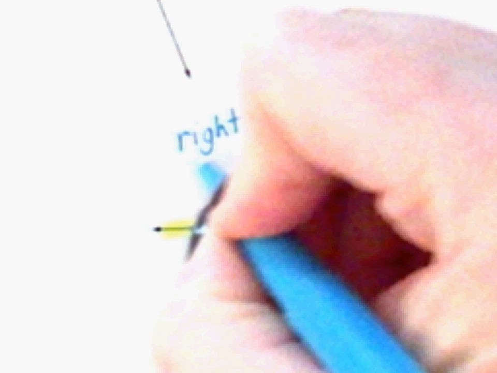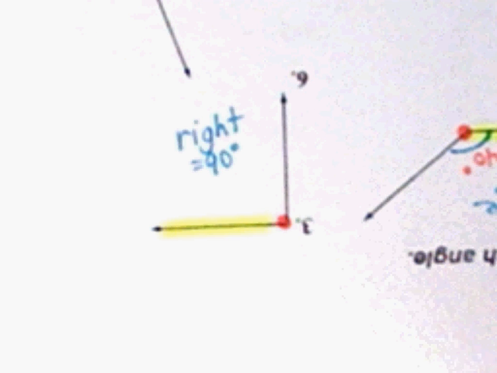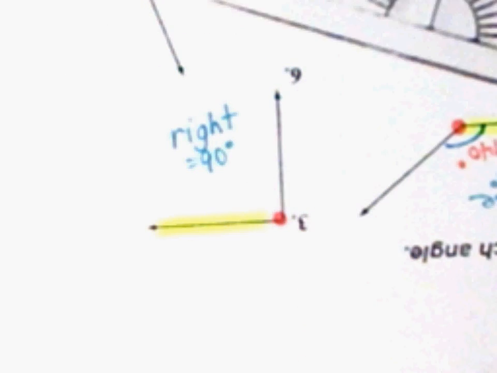And I know that a right angle is equal to 90 degrees. However, I have seen obtuse angles that look like right angles. I have seen acute angles that look like right angles because they are just slightly more or slightly less than 90. So I am going to need to measure just to make sure and verify that my eyes are not deceiving me, that that is truly a right angle.